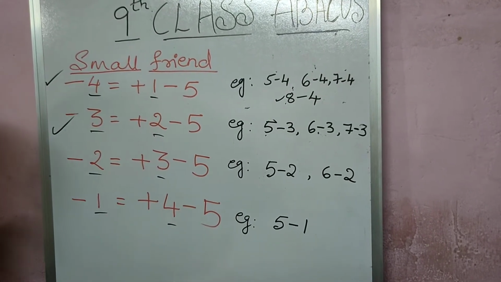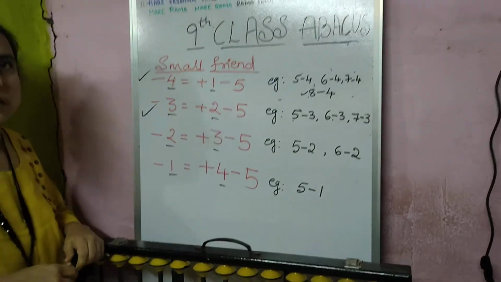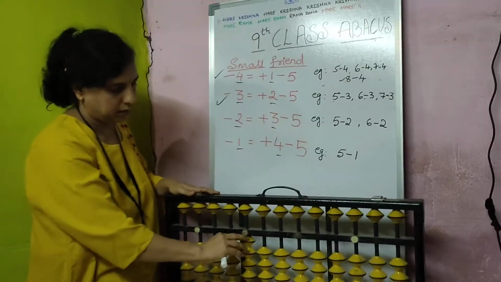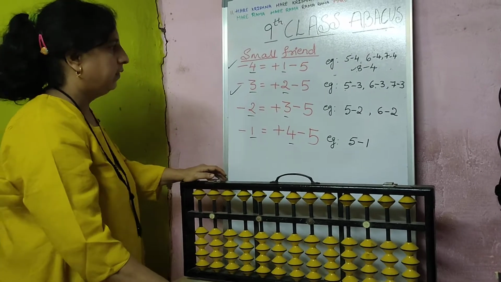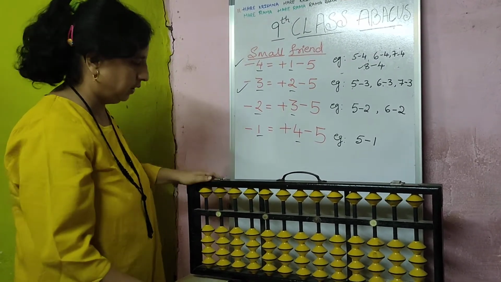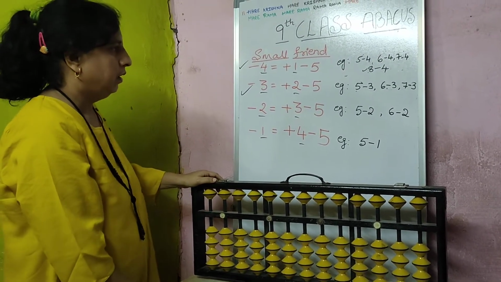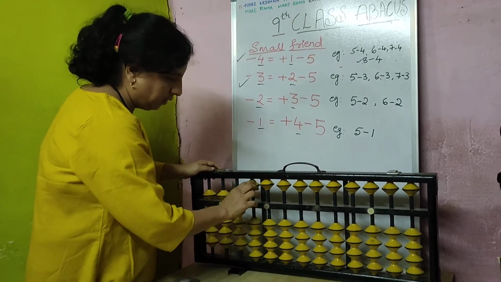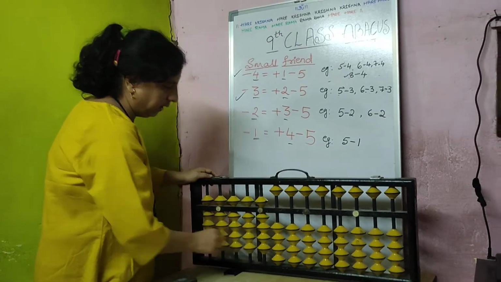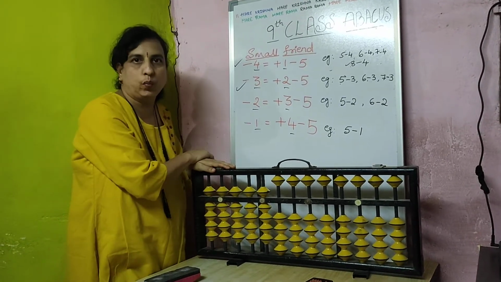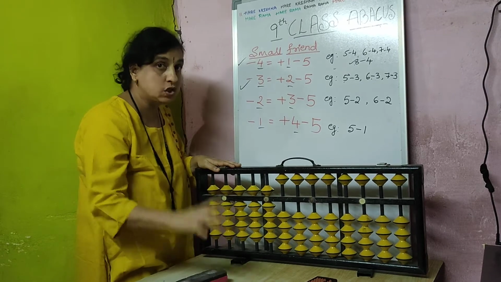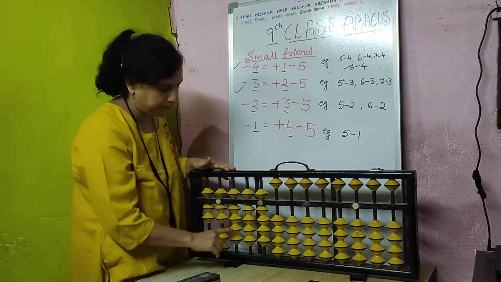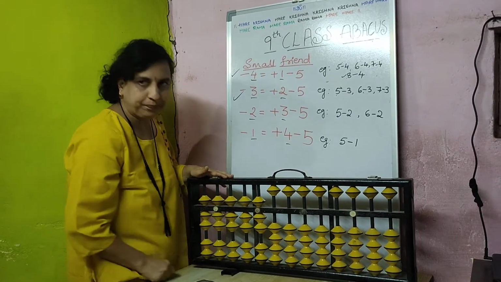Now we will go for the minus 2. Here, this minus 2 we will learn now. When there is 9 and I want to do minus 2, I can do it directly here. Why? Because sufficient beads are there.